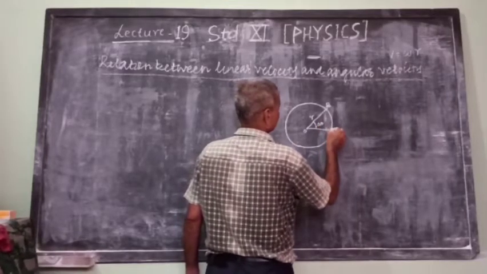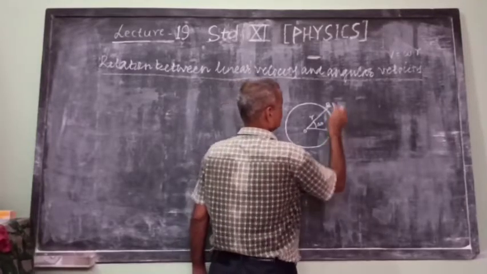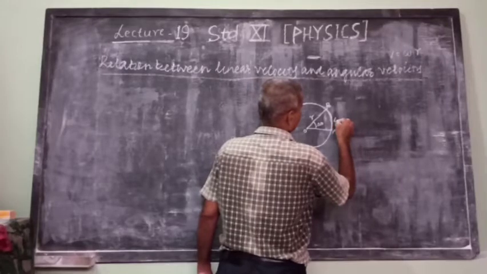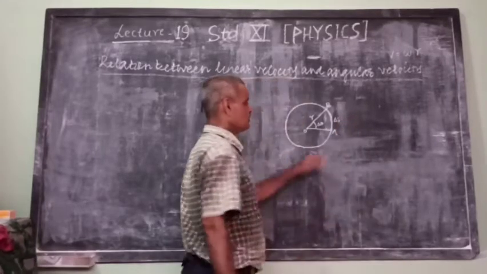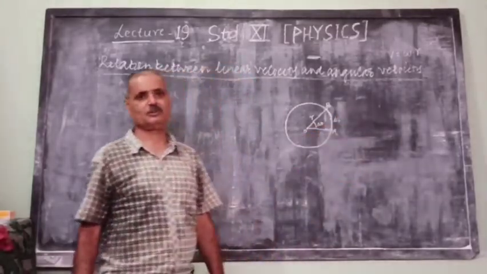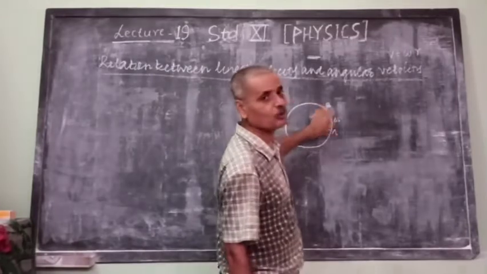Angular velocity, we will write this as omega AB, it is equal to delta S. It is your angular displacement. Okay, it is delta S from A to B.